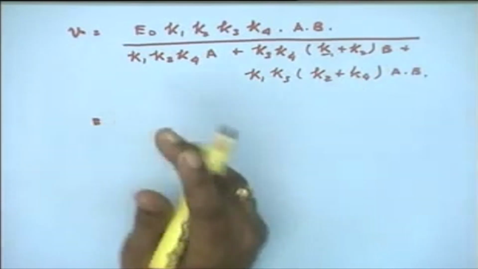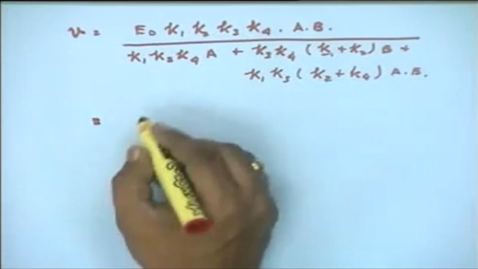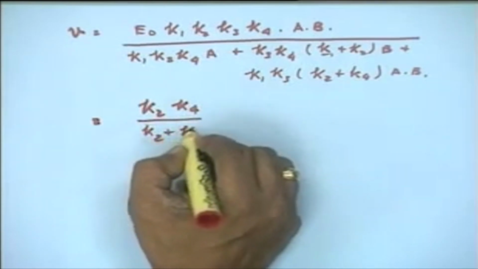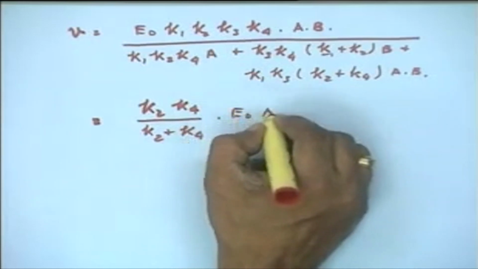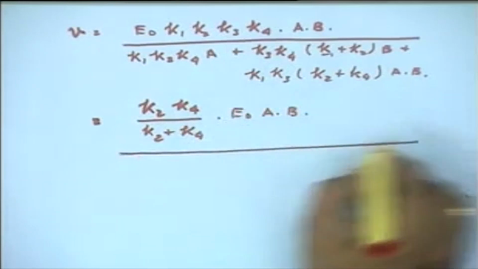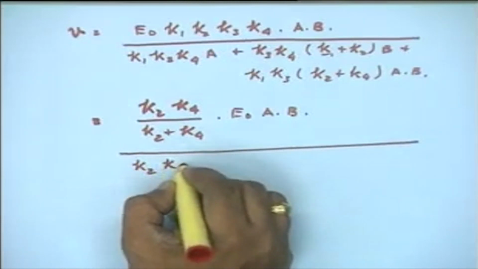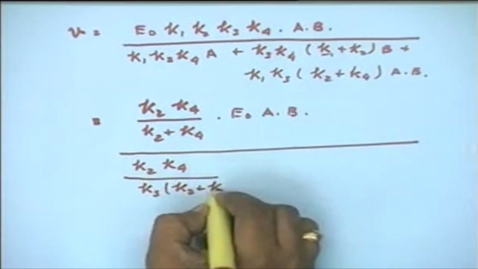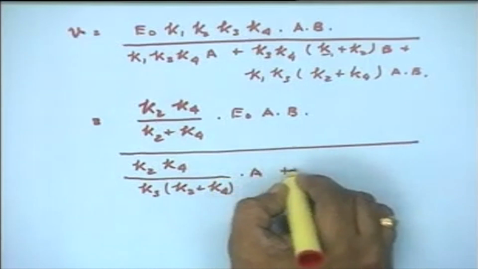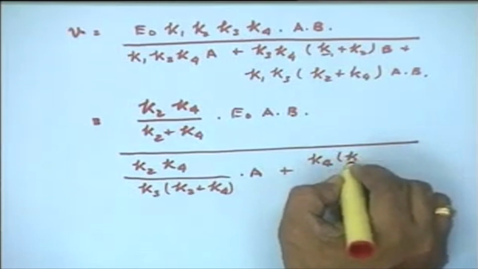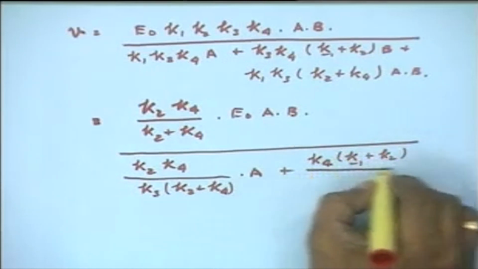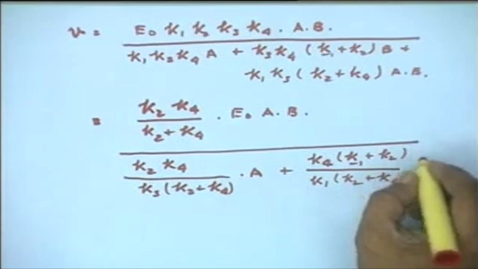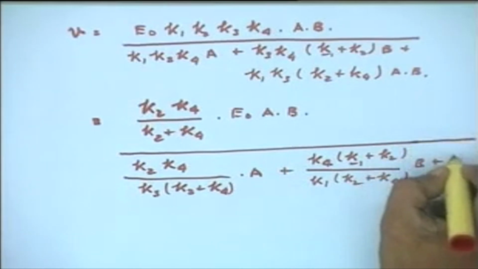Now, if you try to bring it into the form of a generalized rate expression, you will notice you get K2 K4 upon K2 plus K4 into E naught into A into B upon K2 K4 upon K3 K2 plus K4 into A plus K4 K minus 1 plus K2 upon K1 K2 plus K4 into B plus A into B.